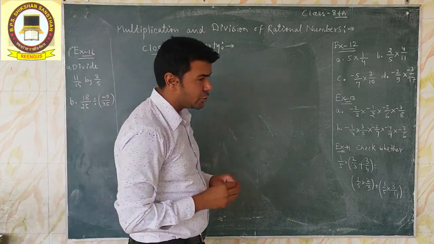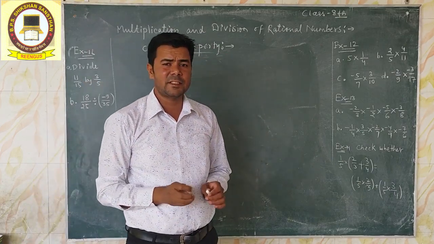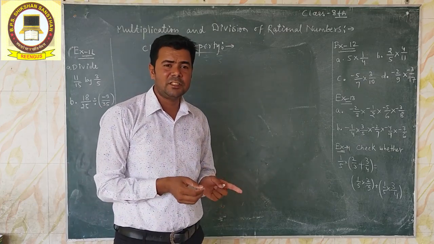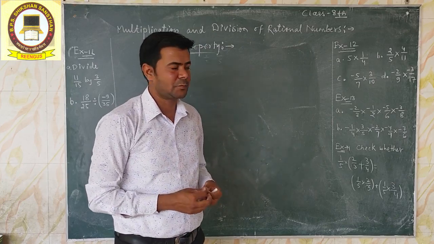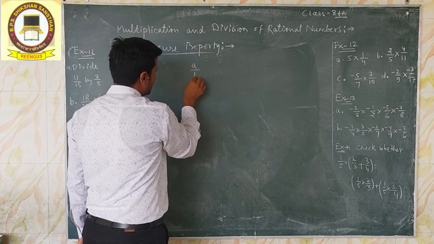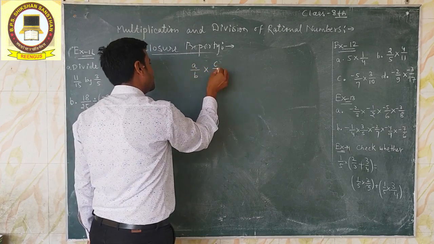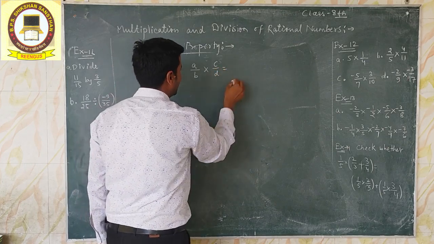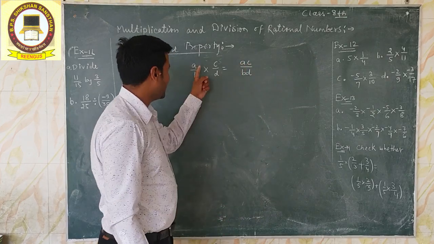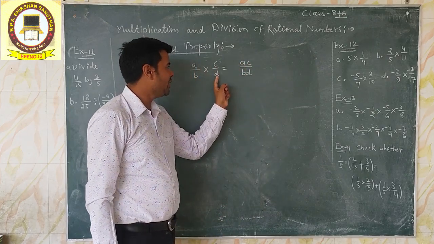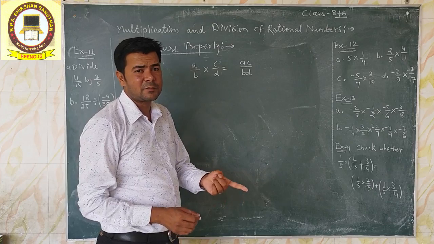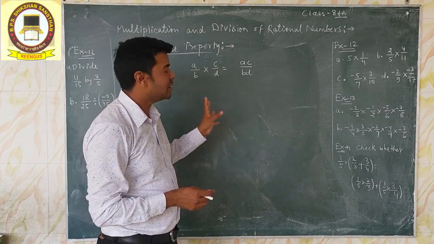The closure property is a statement we need to memorize and keep in mind. The statement is: if we multiply a rational number with another rational number, we get a new rational number. A by B multiplied by C by D gives AC by BD. So when we multiply a rational number with a different rational number, we get a new rational number. It is as simple as that.